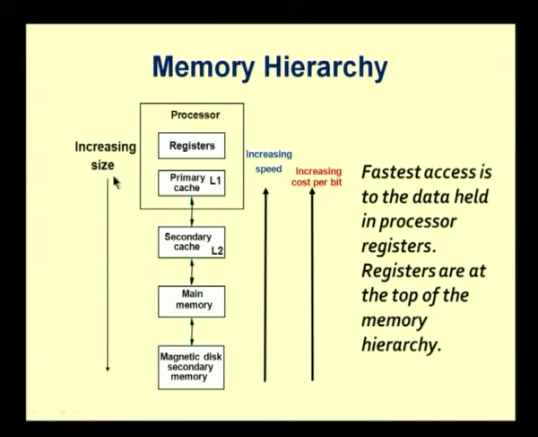Size is increasing as you go from registers to magnetic memory, but speed and cost will increase as you go from secondary memory to registers. So, registers obviously will be the fastest, but they will also be the costliest in terms of the memory devices that we are looking at. Keeping this in mind, we need to understand what can go where and why this kind of a memory hierarchy obviously is necessary.